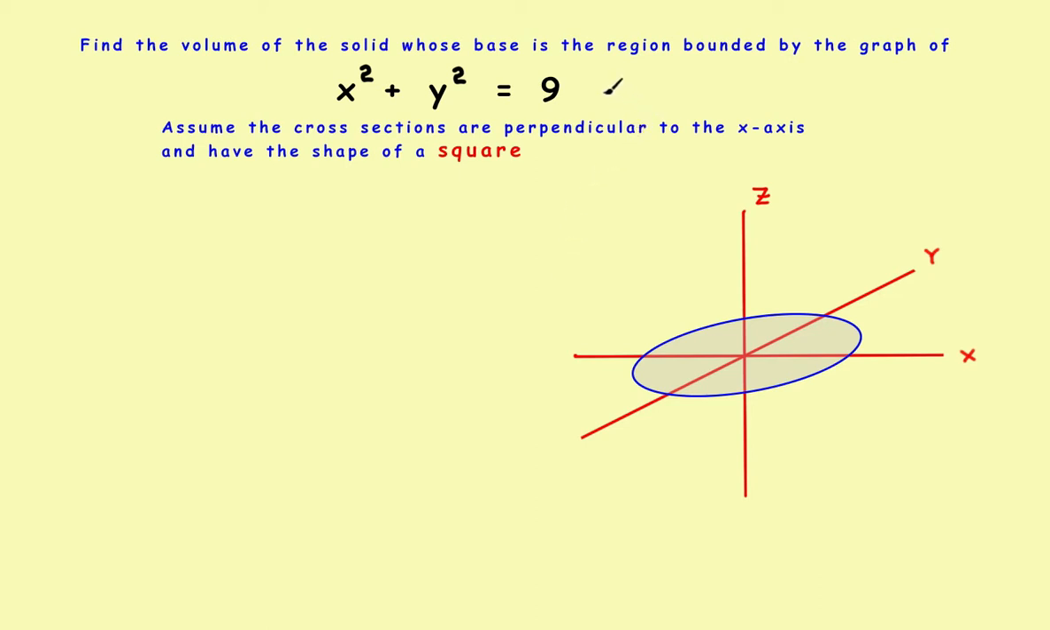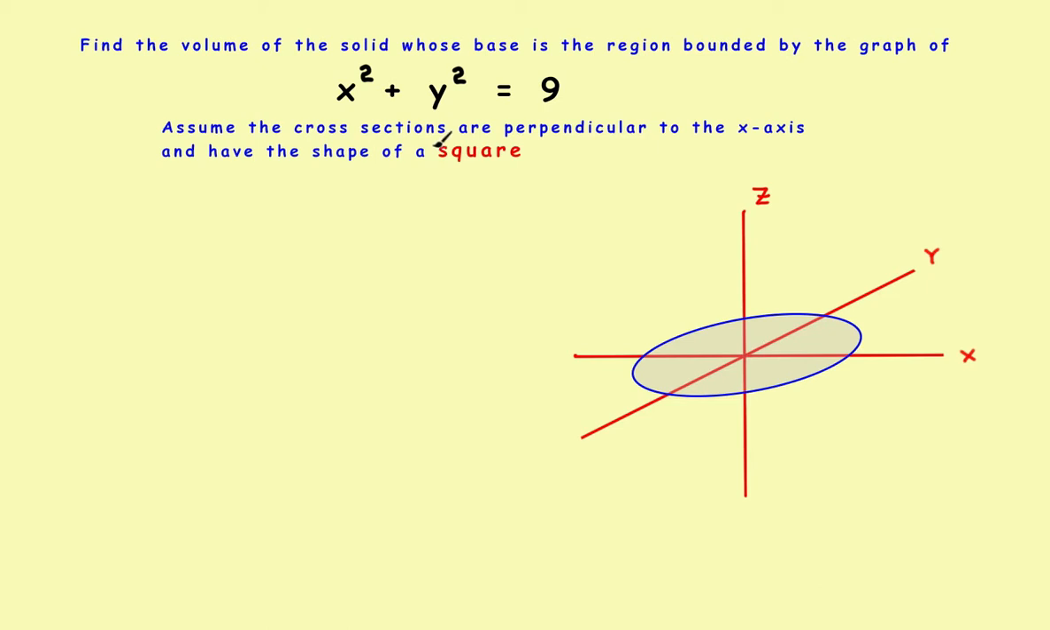So the problem looks like this. Find the volume of a solid whose base is the region bounded by the graph of x squared plus y squared is equal to 9. Now hopefully you'll recognize that as being the formula for a circle. So x squared plus y squared is equal to r squared. So in our case we've got a circle centered at the origin and the radius is 3. And if you do it in 3 dimensions it would look something like this. So this is going to be the base of the solid.